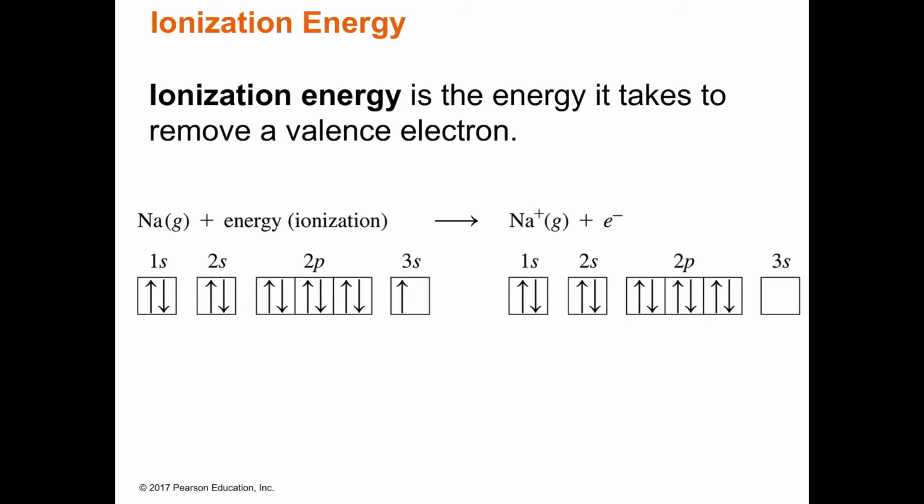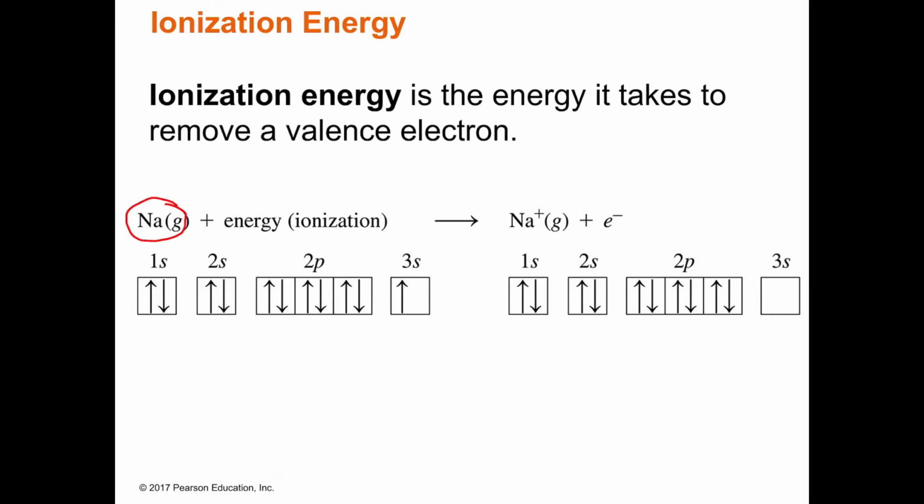Okay, our next trend that we're going to talk about is ionization energy. And ionization energy has to do with bonding, so it's really useful for us to talk about. So ionization energy is the energy it takes to remove a valence electron. So if we think about sodium, sodium has an electron configuration of 1s2, 2s2, 2p6, and 3s1. Okay, so this is an orbital diagram, just laid out left to right instead of up and down.